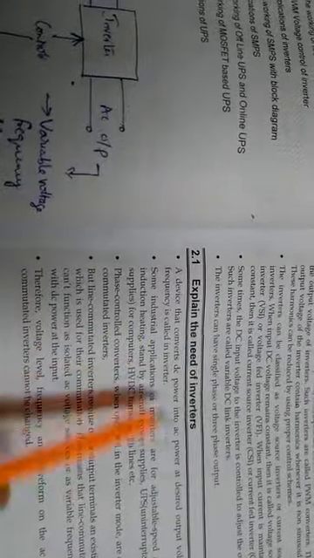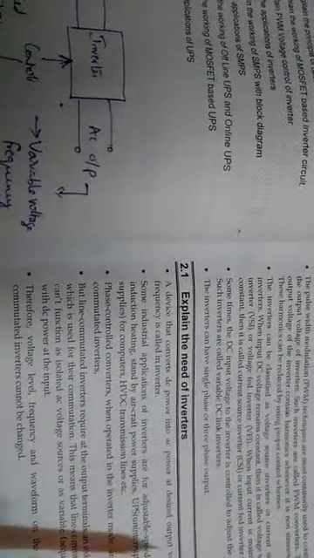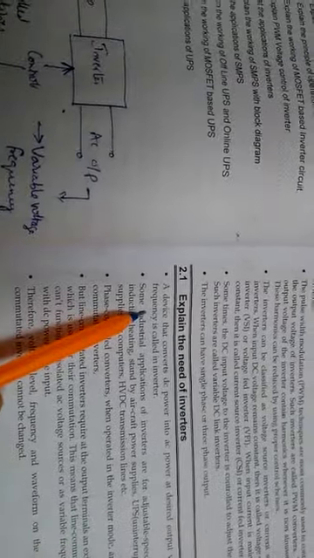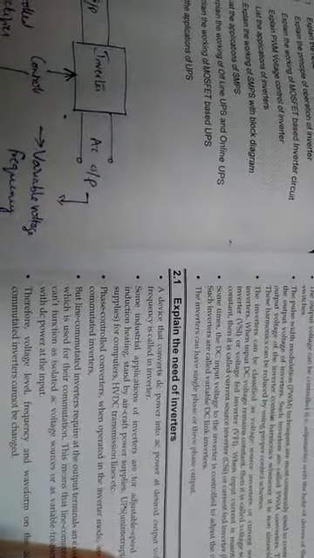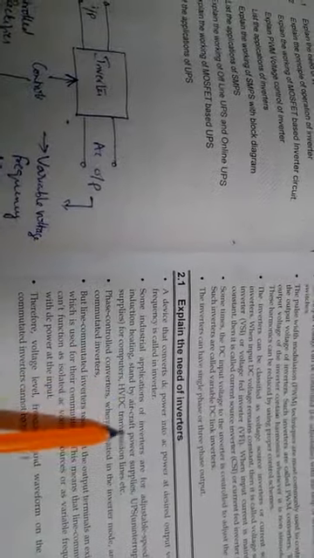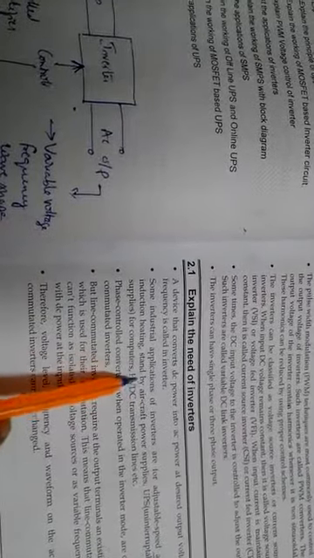A device that converts the DC power into AC power at desired output voltage and frequency is called an inverter. So the output voltage should also be changed, and output frequency should also be changed. An inverter should be capable of providing us with output voltage and also frequency variations. So again it is repeated here: adjustable AC drives, induction heating, standby or aircraft power supplies. For aircraft applications, we always need a standby supply.